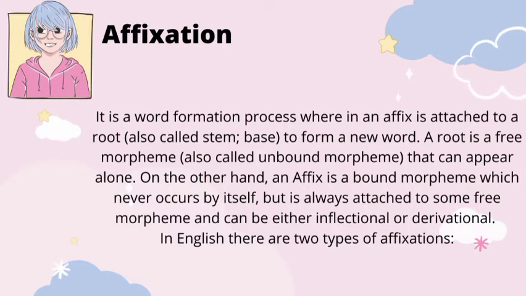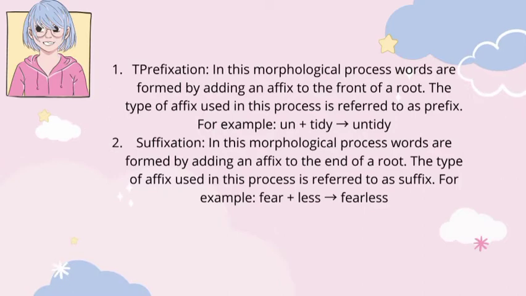In English, there are two types of affixation. 1. Prefixation. In this morphological process, words are formed by adding an affix to the front of a word. The affix used in this process is referred to as a prefix. For example, un plus tied becomes untied. 2. Suffixation. In this morphological process, words are formed by adding an affix to the end of a word. The affix used in this process is referred to as a suffix. For example, fear plus less becomes fearless.